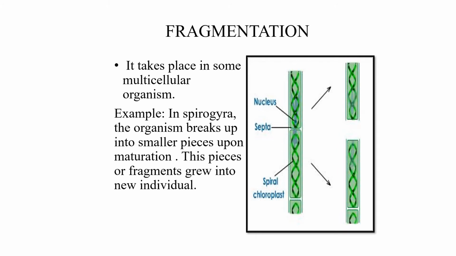Fragmentation takes place in some multicellular organisms. The best example is Spirogyra, the pond silk. The organism breaks up into smaller pieces upon maturation. These pieces or fragments grow into new individuals. Here, this part can produce the remaining part, and this part can produce the upper half. In that way it can reproduce.